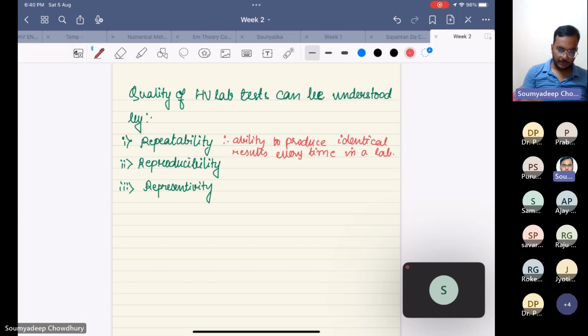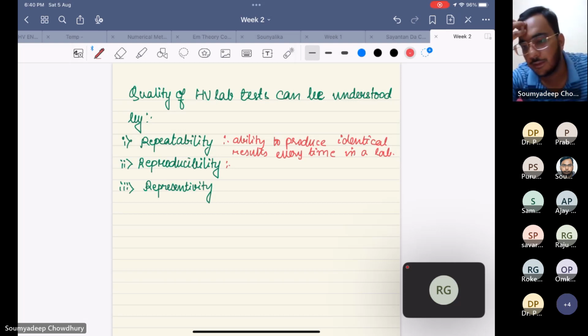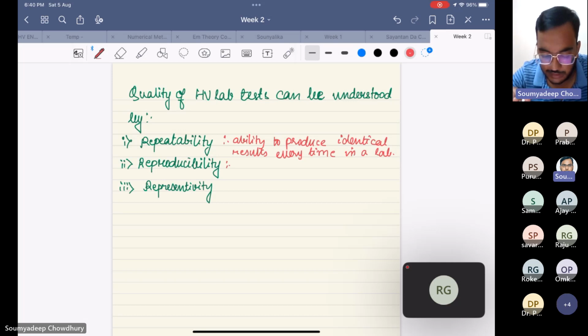So now reproducibility. Reproducibility is also similar. Excuse me, one question. Repeatability, we are doing the test in the same laboratory, correct? Yes. Now the customer is getting the result. Suppose he goes to some other lab and gets some other results. In that case, do we say it is repeatability? No, that is what I'm going to explain. That is reproducibility. If you are doing it in a different lab, that is reproducibility, not repeatability. Okay, fine.